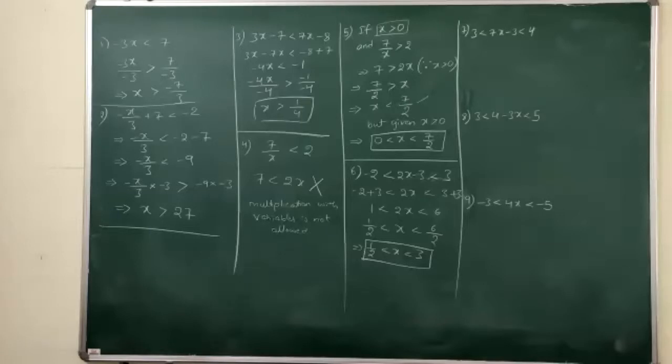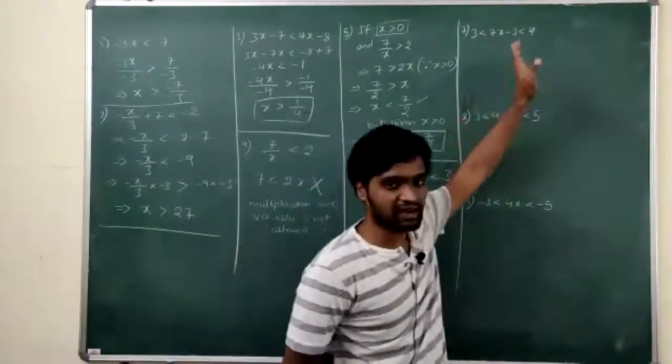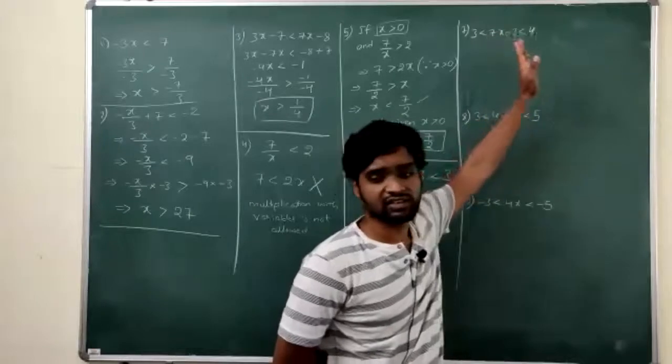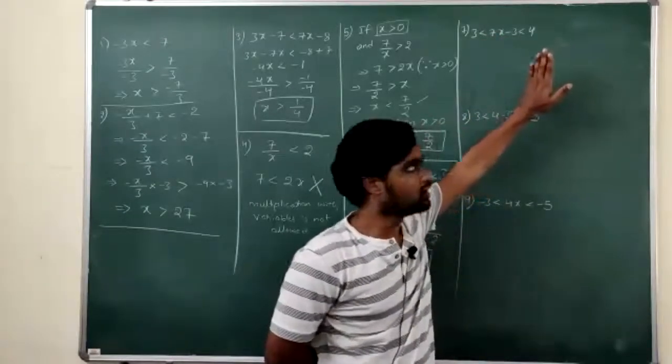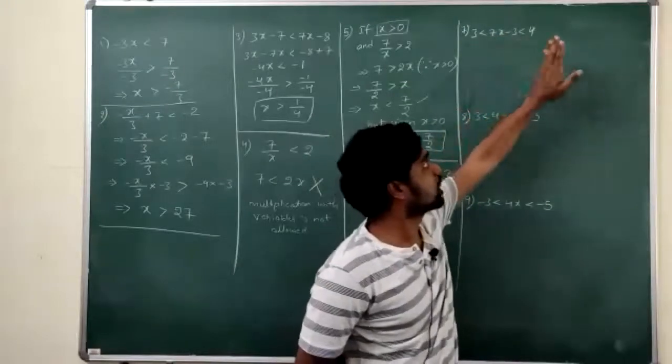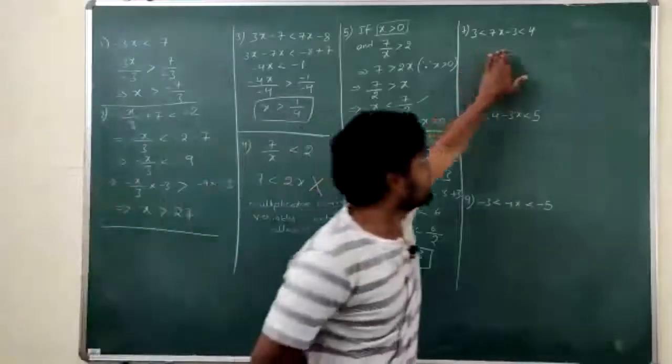Three less than x less than 7 by 2. See, remember this, whatever the operation you're making, whether it's adding, subtracting, multiplying or dividing with the term, you should do it for all the three terms at a time. None of the terms should be left out. Perform the operation for all the three terms. Okay.